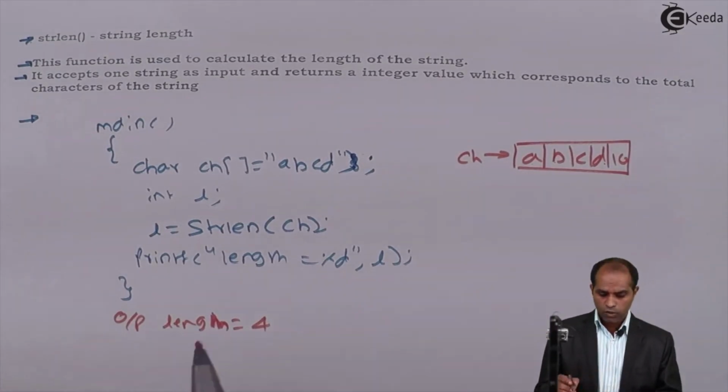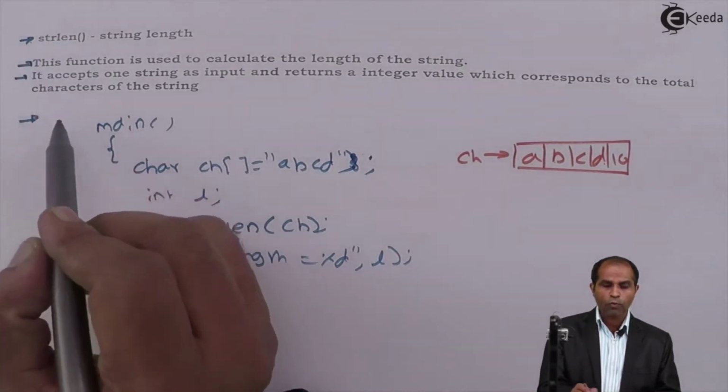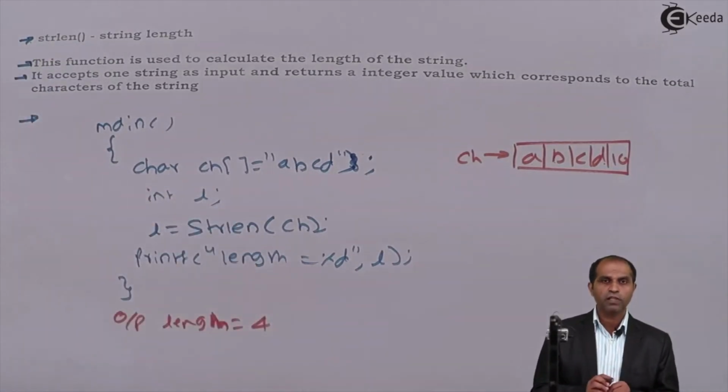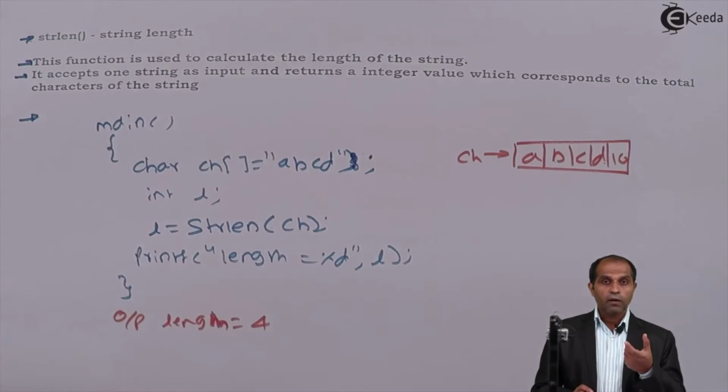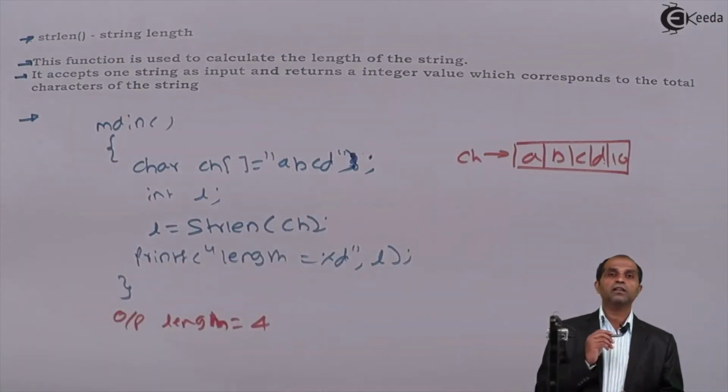Clear that? So you are supposed to write 4 points for each of these functions. The first point is the word description about the function: strlen, string length. Then I'm supposed to give a sentence description about the function. This function is used to calculate the length of the string.